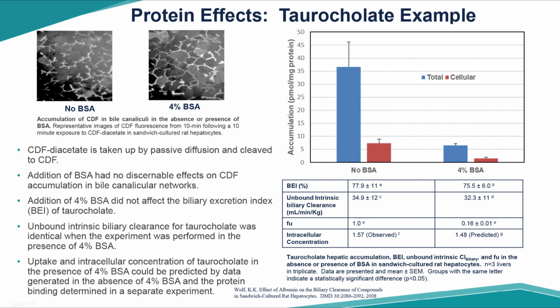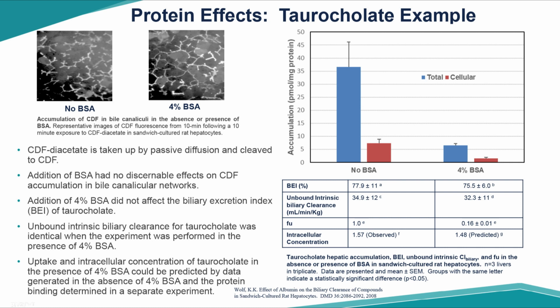The unbound intrinsic clearance was basically the same. The intracellular concentration was the same. The biliary excretion index, which measures the movement of a compound from the inside of the hepatocyte into those bile pockets, was also the same. And you would expect that to always be the same, because putting protein on the outside shouldn't affect something that's happening just inside the hepatocyte, so we wouldn't expect a change in the biliary excretion index.